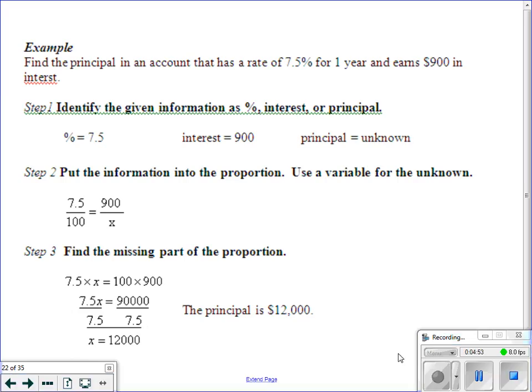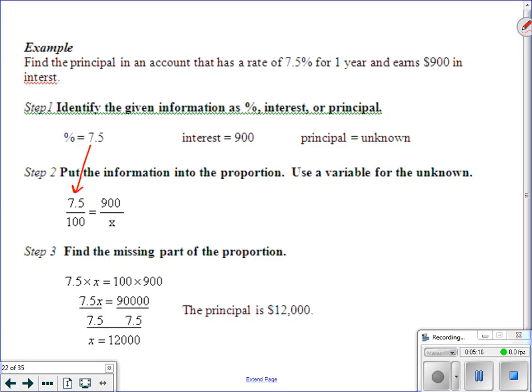All right, looking at the next one here, we want to find the principal in an account that has a rate of 7.5% for 1 year and earns $900 in interest. So how much money was deposited in this account to earn the $900 in interest? So again, identify what you can identify. We've got the percent there, that's 7.5.